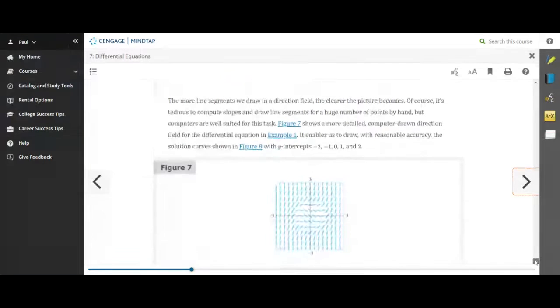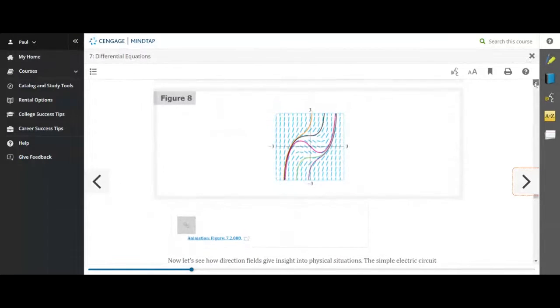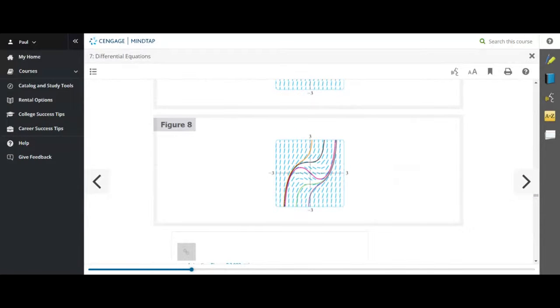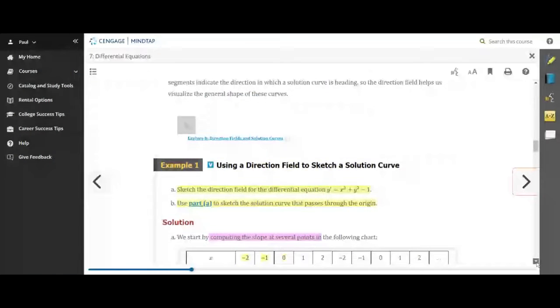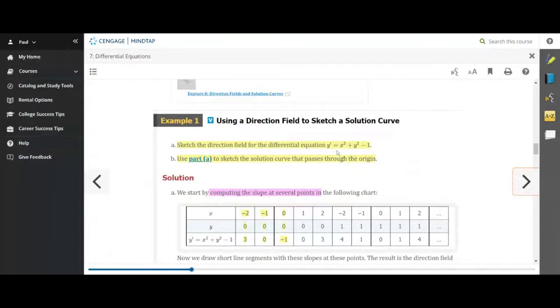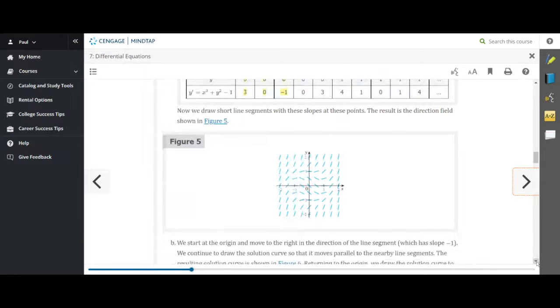Here's an example, figure 8, where they've drawn on a direction field. Okay, the direction fields, I should mention, come from example 1 here, where they have a differential equation, y prime equals x squared plus y squared equals 1, and they've picked different coordinates and graphed and found slopes of tangent lines, and then they graph the direction field. Okay, that's what they've done.